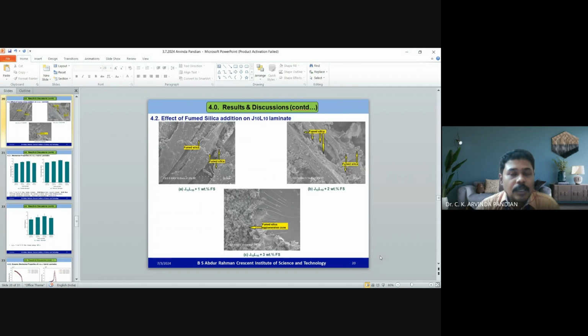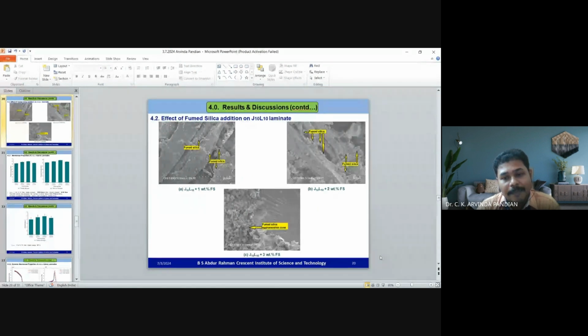So from the above mentioned properties, it is observed that J10L10, which has an equal weight percentage of jute and linen with alternate layers of jute and linen, has given the optimal results in flexural and impact properties, and in the TG and water absorption studies. It has given the maximum property. So this has been chosen as the optimal laminate.